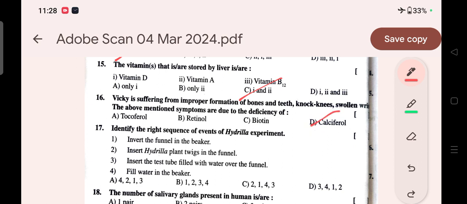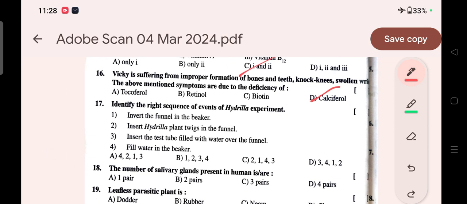Identify the correct sequence of events of the Hydrilla experiment. First event, fill the water in the beaker. Second, insert the Hydrilla plant twigs in the funnel. Next, invert the funnel in the beaker. This option is the correct answer.